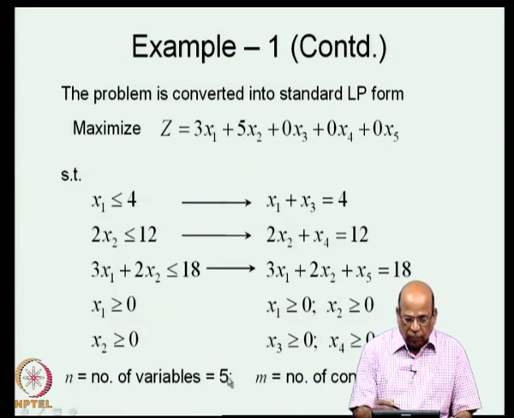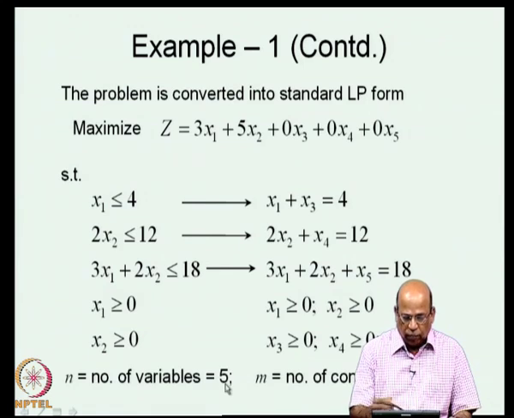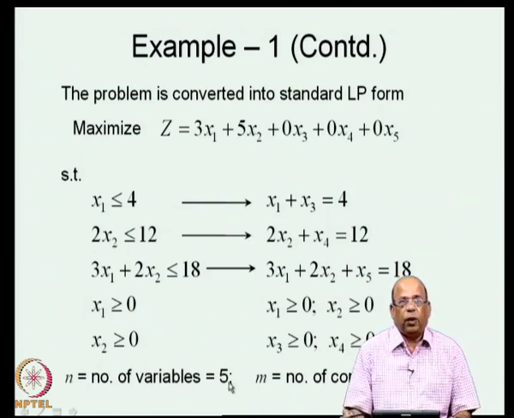So, there are 5 variables now. Look at this x 1, x 2, x 3, x 4, x 5. There are 5 variables. There are 3 constraints or 3 equations. So, m is equal to 3 and n is equal to 5.